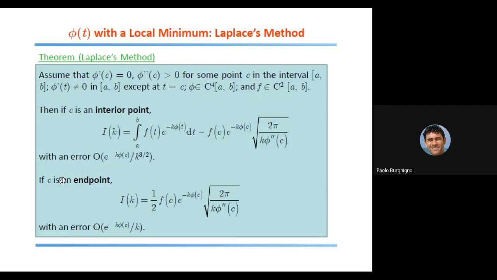Whereas if C is an endpoint, which may happen because you could have an endpoint with a zero slope, then in that case the formula is this one, which is the same, with the difference that there is a factor 1/2, which one may guess because you only have 1/2 of the integration domain. But the other difference is that the next term is not like in the first case k to minus 3/2, but it's 1 over k. So the complete asymptotic expansion goes in steps of k to 1/2, instead of steps of k. So it's a slower kind of growth in the powers of the large parameter k.